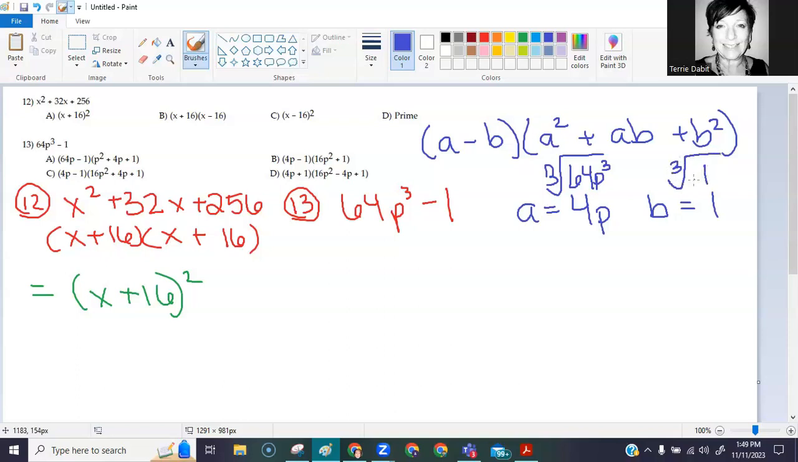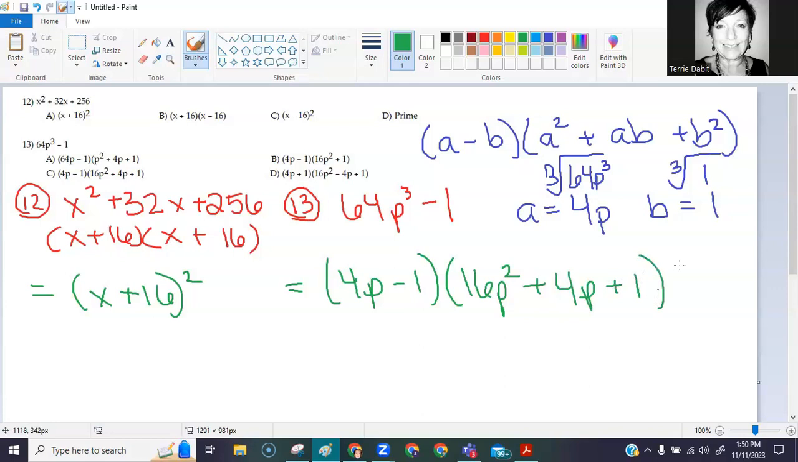So now that I have my A and B, I can plug those numbers back into the formula, and I will end up with A, which is 4P, minus B, which is 1. A squared is 16P squared. A times B is 4P, and that's plus. And then 1 squared is 1.